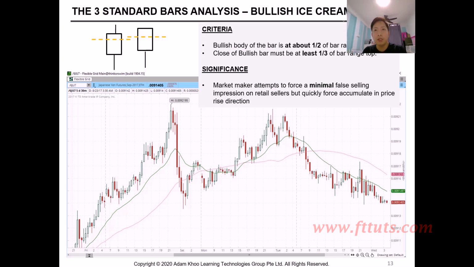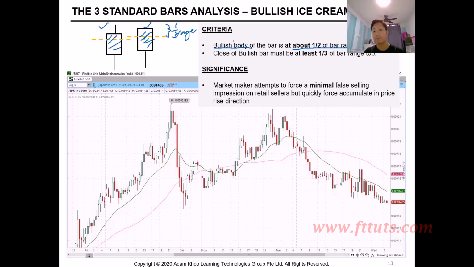So for a bullish ice cream bar formation, we want to see that the body of the bar is about one half of the bar range. Again, I use the word about because I don't want my students to use a ruler to measure. You want to visually see that the bullish body, which has to be green because it's a bullish bar, is around half of the bar range. It can be like this or like this. But the close of the bar must be above the one third.